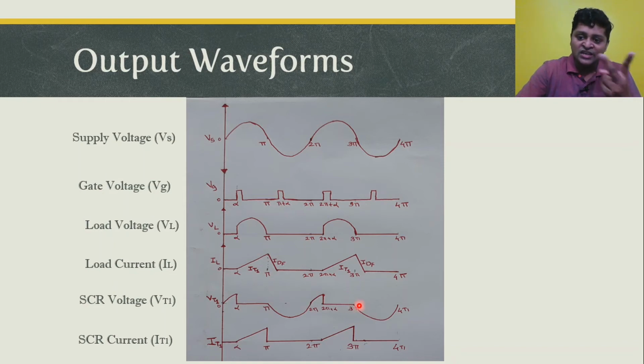So the negative voltage, as well as the current, reduces below the holding current value, forcing the SCR to go into the off condition. So this is what we have observed. Even if we apply a gate pulse, the SCR does not go into the on condition.